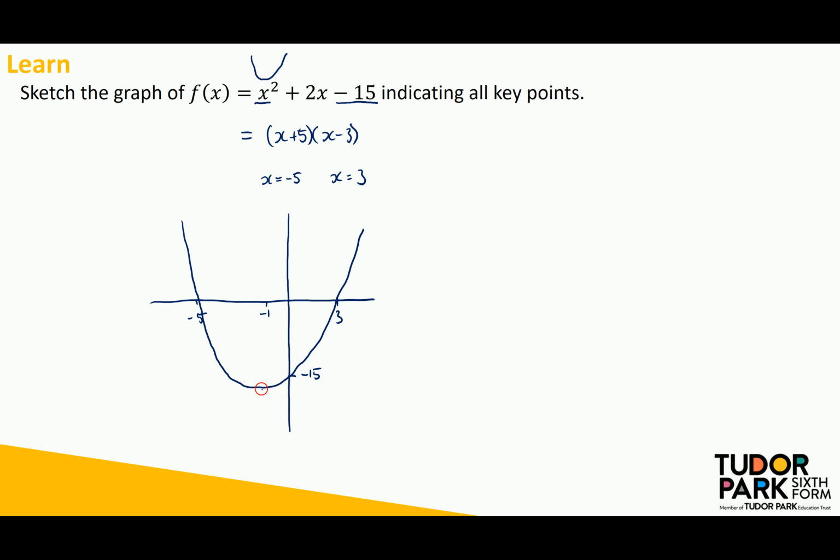Now for completeness, I'll just mark on this minimum point and we could find the value there. We know that that minimum point occurred where x took the value negative 1, so substituting that into our function, I've got negative 1 squared plus 2 lots of negative 1 minus 15, which is going to give me 1 minus 2 minus 15, which is minus 16. So there, my minimum point is going to be at minus 1 and at negative 16. So that's the method of factorization.